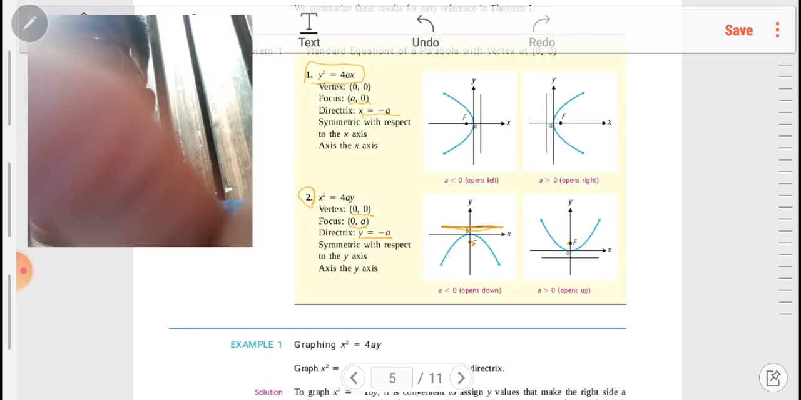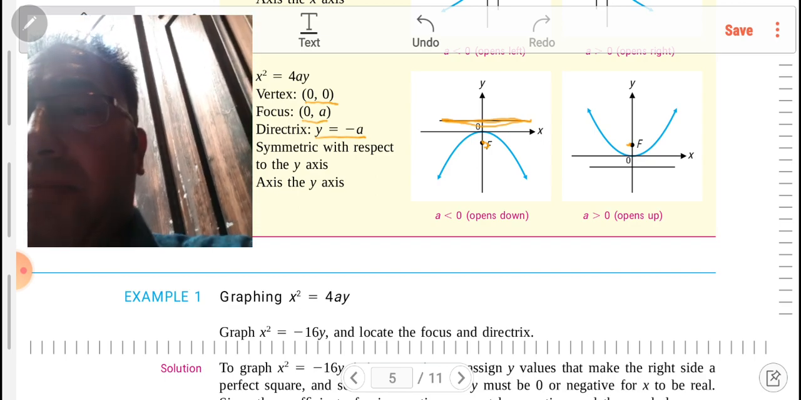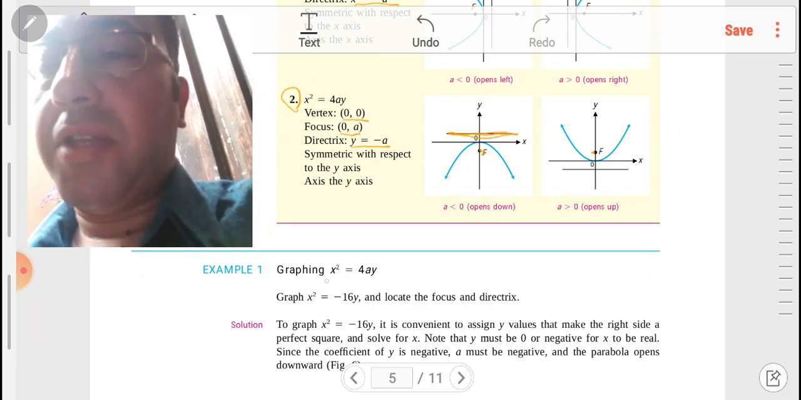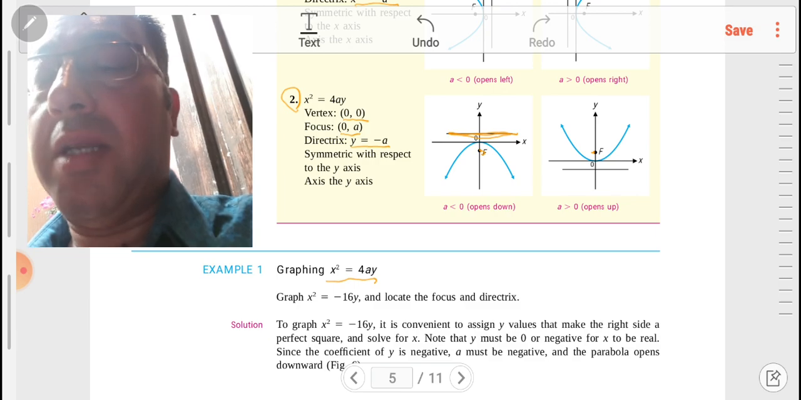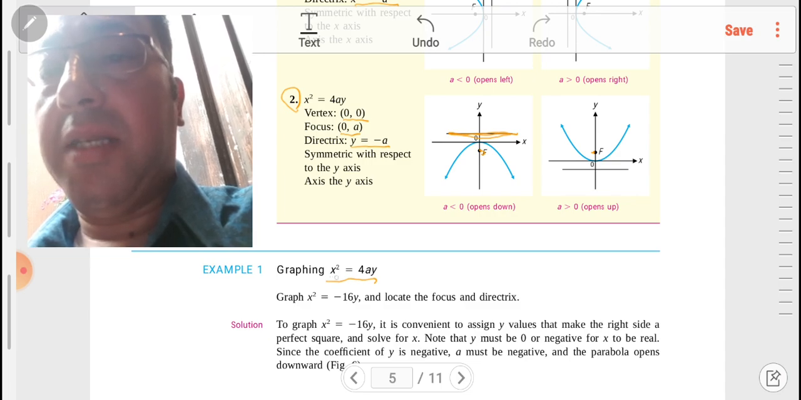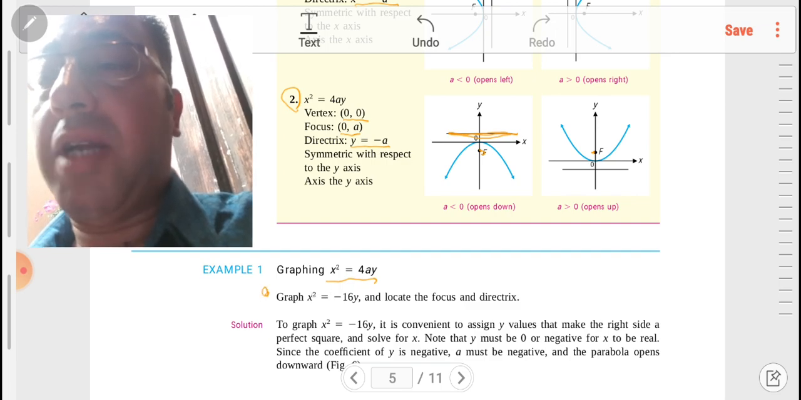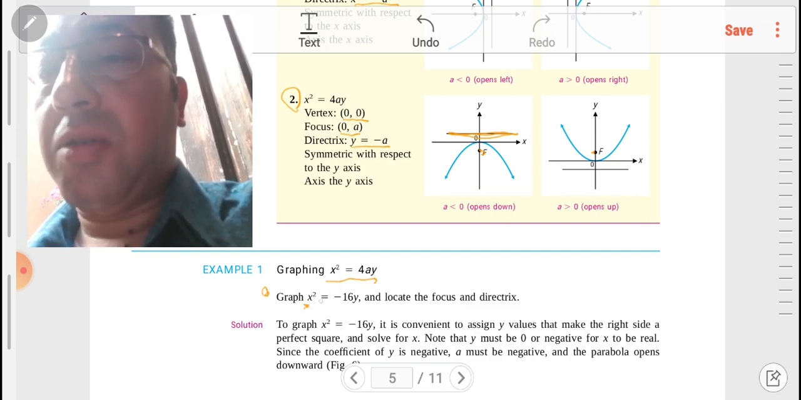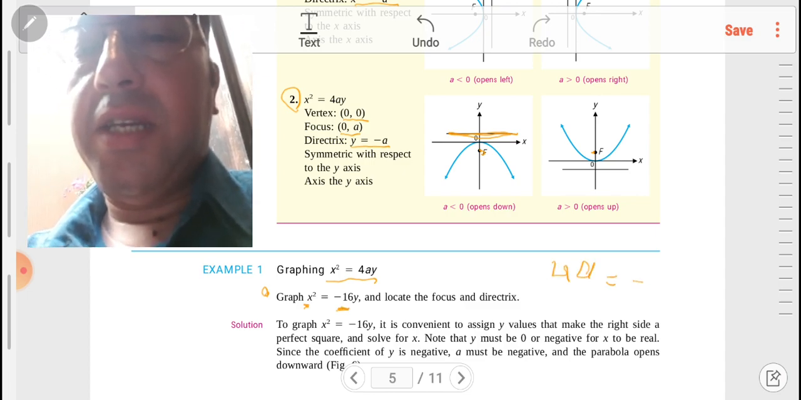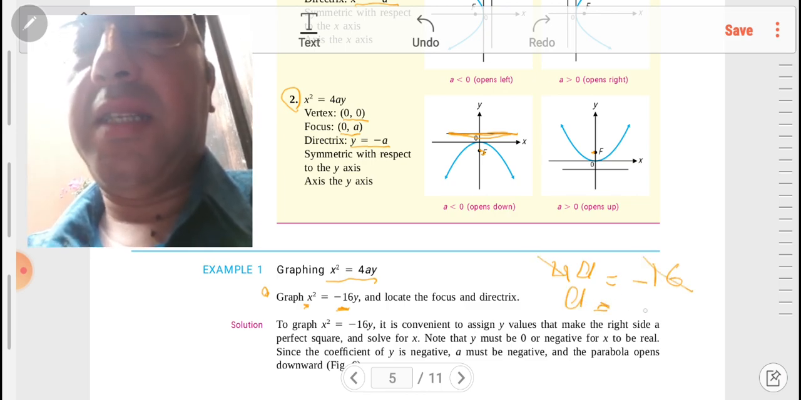So let's start learning how to graph the parabola equation. How to graph the curve x squared equals 4ay? This curve means y equals a multiple of x squared. This is a vertical parabola. For example, how to graph the curve x squared equals negative 16y. So 4a equals negative 16, which means a equals negative 16 divided by 4, negative 4.